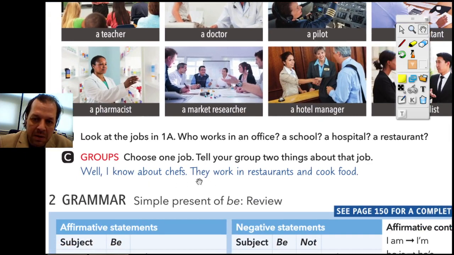Part C, choose one job. Tell your group about two things. Well, we don't have a group setting, so you're just going to have to write down your own answers. For instance, I know about chefs. They work in restaurants and they cook food. So I hope that you can think of a different occupation other than a chef. Okay, and tell me two things about that job that you know already.